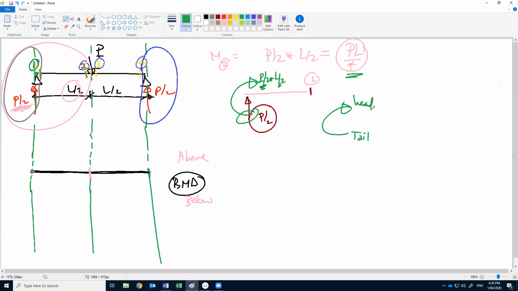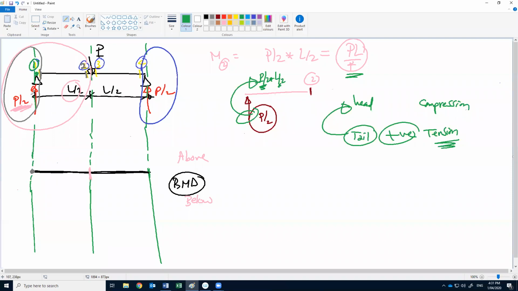So where to put the moment? With the tail, because the tail means the positive or the tension, because you know that any moment causes tension inside and compression on the other side, right? So that's why we put the moment with the tail. This means we put the moment on the tension side.